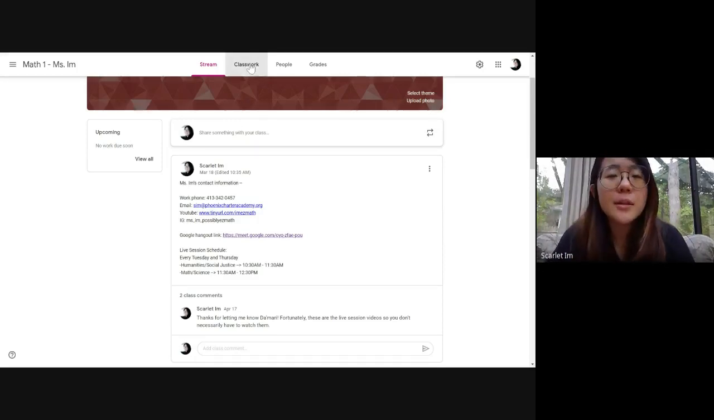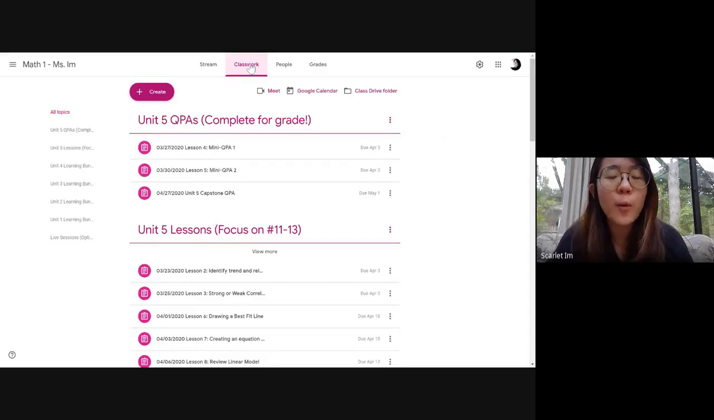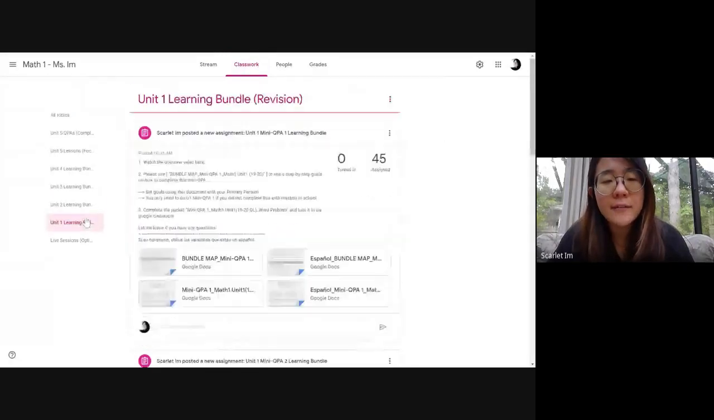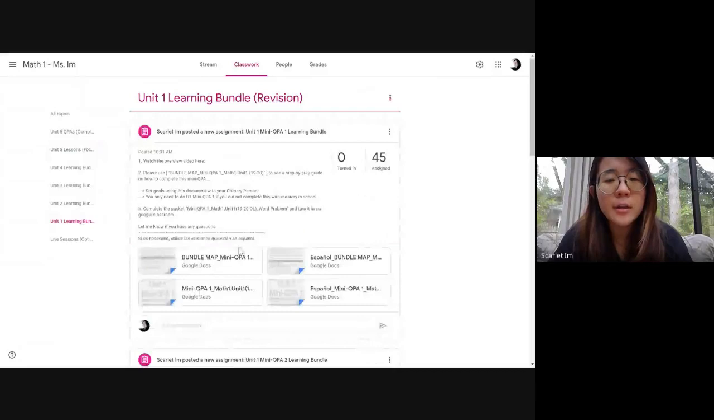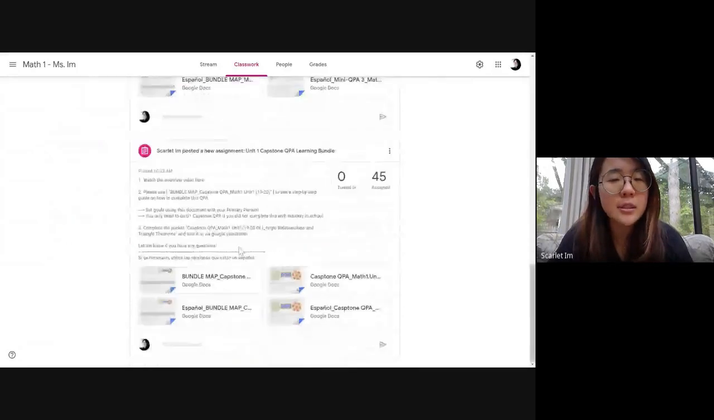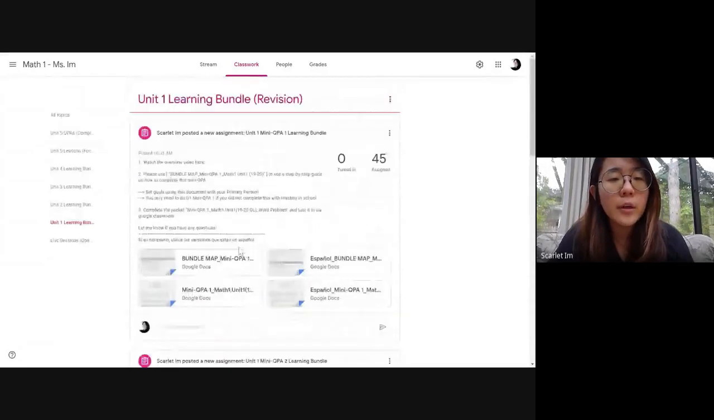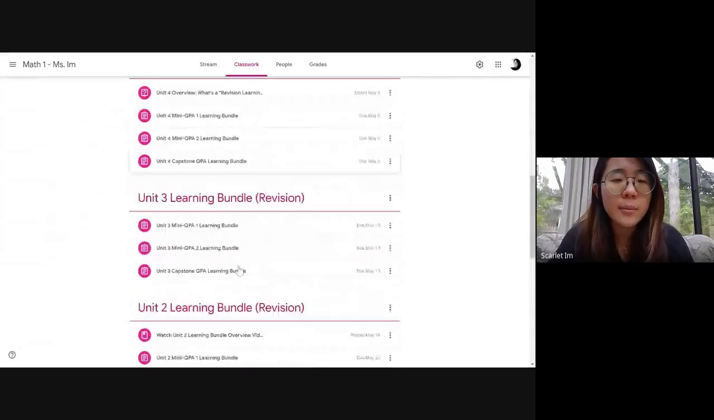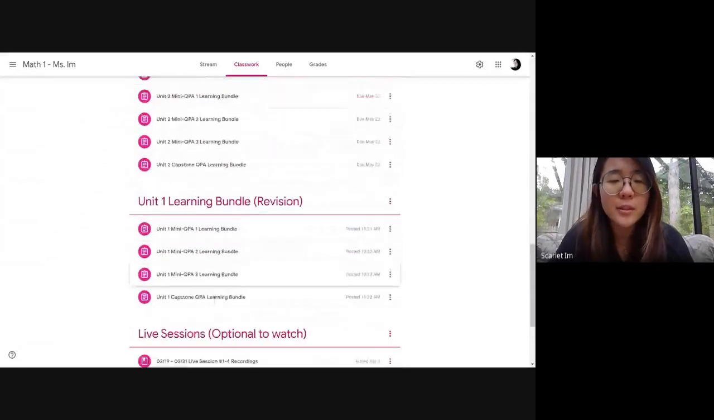So if you go to Classwork and you want to look at Unit 1, you can click on the left tab and you have all the mini QPAs and capstones here. Or you can just scroll down. Once again, make sure you're talking to your primary person so you know exactly what you should be focusing on.